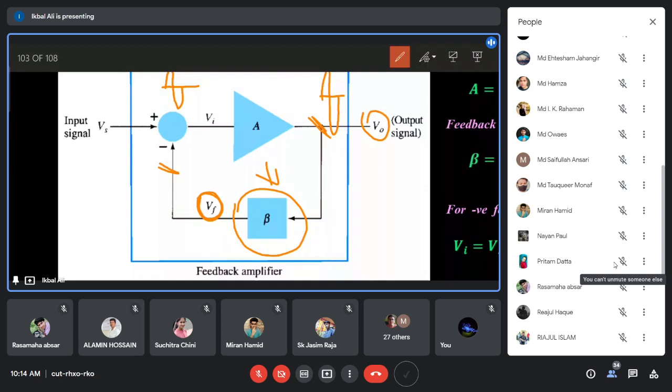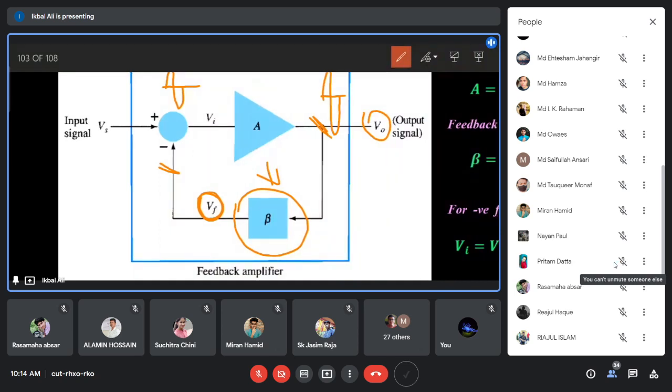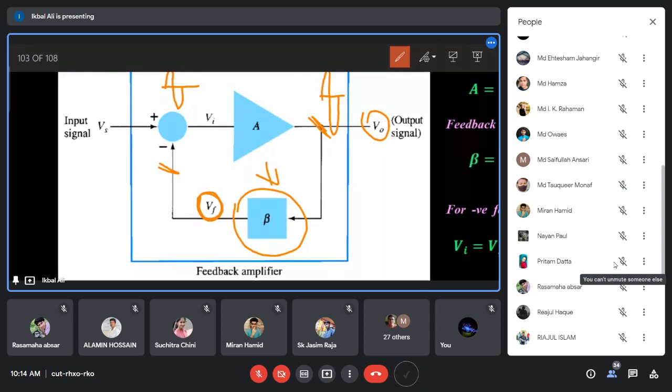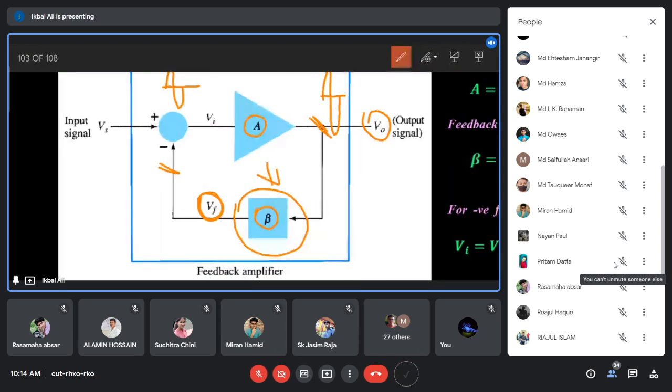This is one of the very important aspects of the feedback amplifier. In case of positive feedback, if you make this loop gain A beta, the product of A beta, equal to 1, then it can generate signal itself. We have calculated by very simple mathematics, and we have arrived at the conclusion that if you put A beta equal to 1, then this simple feedback amplifier can produce signal by itself, which is an oscillator.